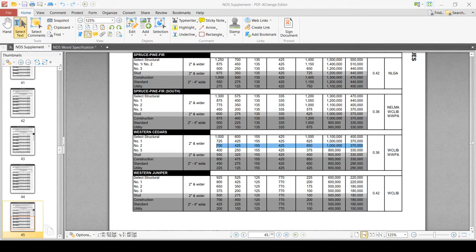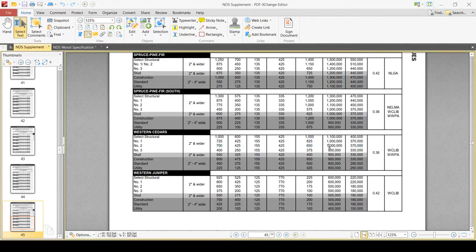Compression perpendicular is 425. The shear stress parallel to grain, or just shear stress, is 155. And the units again are PSI. The tension stress is 425, and the bending stress is 700.